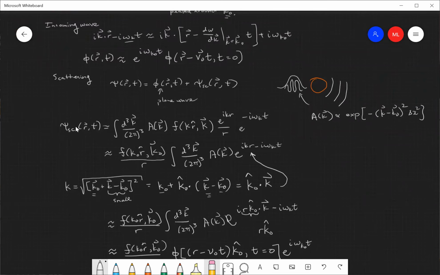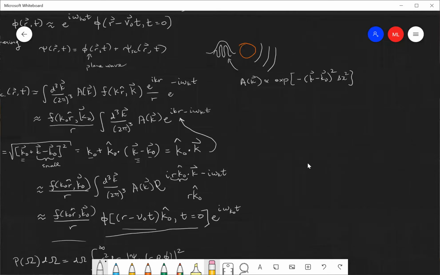You'll practice this wave packet description on a case where your scattering amplitude is large when you're near a resonance. So you'll see what happens there.